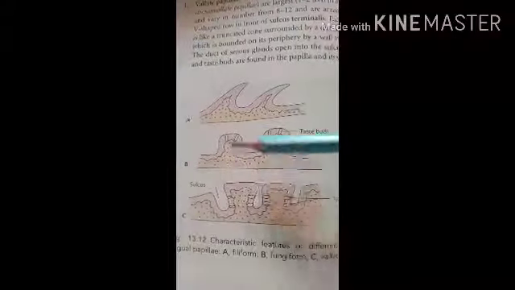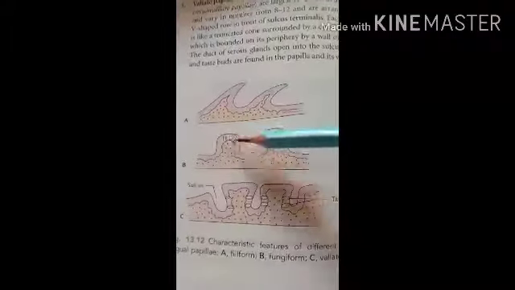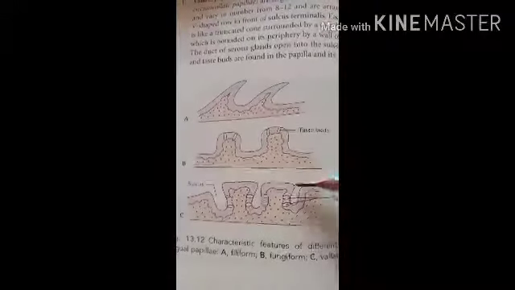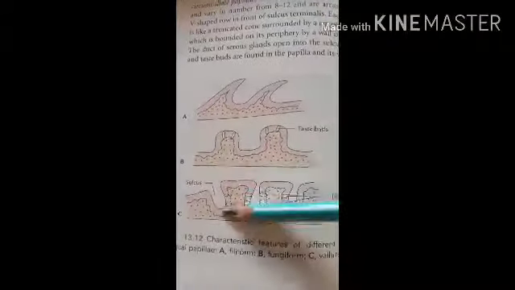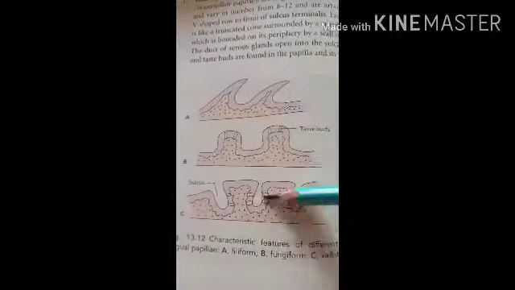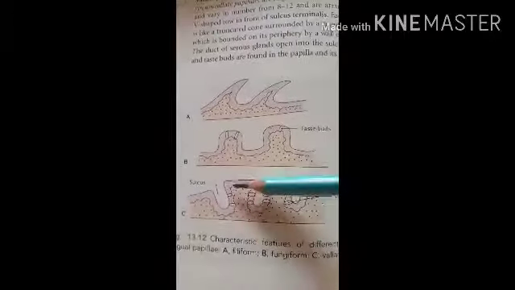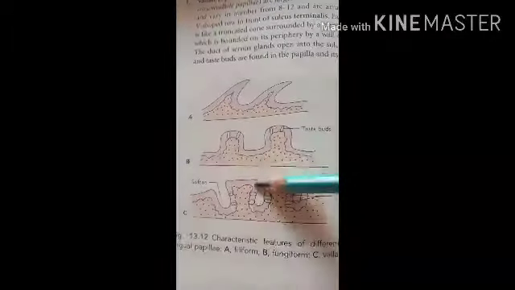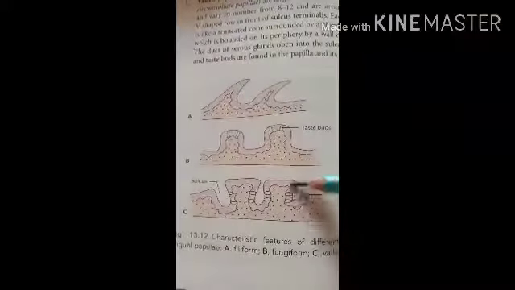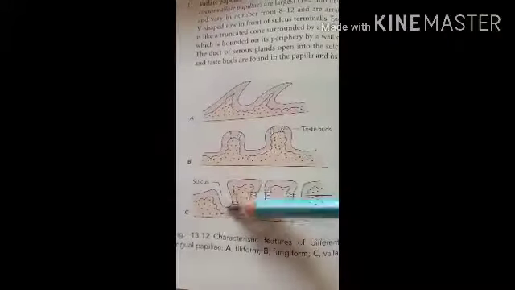It consists of the small taste buds. And in the third figure, that is the vallate papillae, and it consists of a small duct, this one. And here the sulcus is present between the papillae.